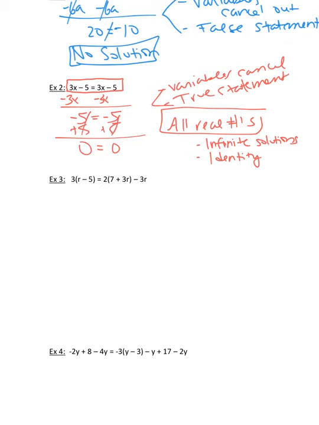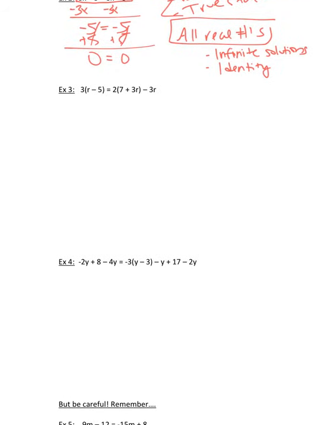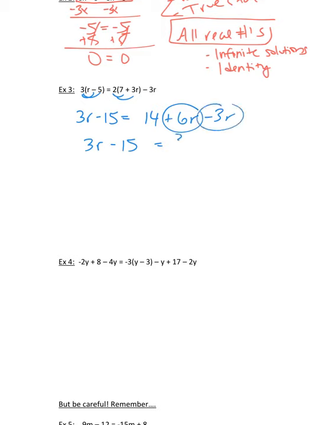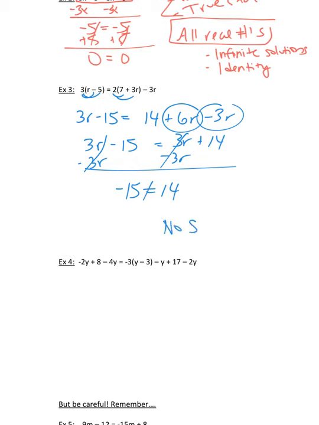So here are two more complex examples where you have some additional steps, distributing, combining. So we'll go through example 3. I'll distribute. I have 3r minus 15 equals 14 plus 6r minus 3r. When I combine like terms, I have on the right side 3r plus 14. So let's say I subtract 3r from both sides. I now have no more r's in the problem, and I have negative 15 equals 14, which is not true. That tells me that there's no solution to this. There's no answer for r.